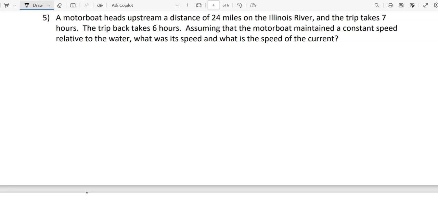A motorboat heads upstream at a distance of 24 miles on the Illinois River, and the trip takes 7 hours. The trip back takes 6 hours. Assuming that the motorboat maintained a constant speed relative to the water, what was its speed and what is the speed of the current? What would X be?